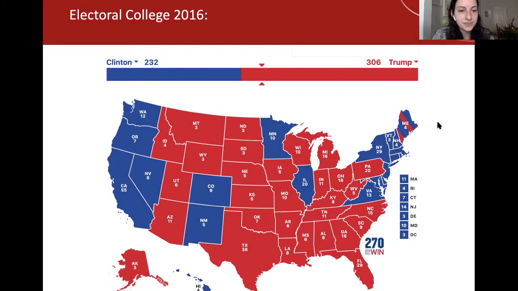What I want to note here is that Hillary Clinton actually got more votes in the popular vote than Donald Trump. About 3 million, a little under that, I think, more people voted for Hillary Clinton for president than Donald Trump, but he won the Electoral College by not an insignificant amount. And so it really points to an interesting dynamic in the system.